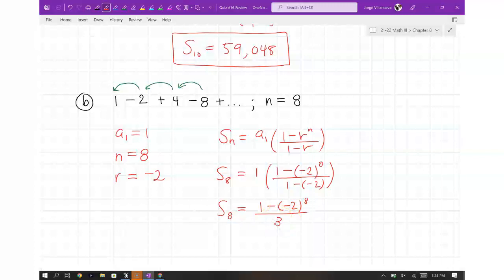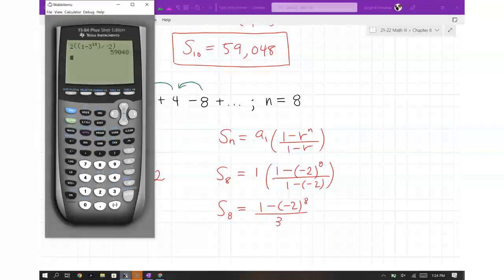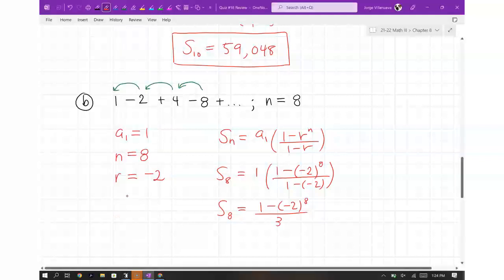And now I'm going to use my calculator. So here we go. The numerator is 1 minus a -2 to the 8th, divided by 3. That's -85. So S sub 8 is -85.